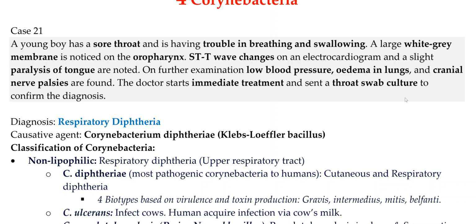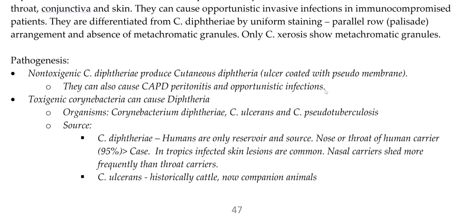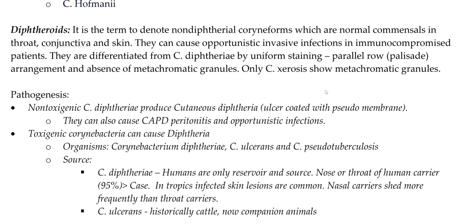So it is a pharyngitis with cardiac and neurological complication with membrane in the oropharynx. So this is a typical presentation of respiratory diphtheria. So what is the pathogenesis?